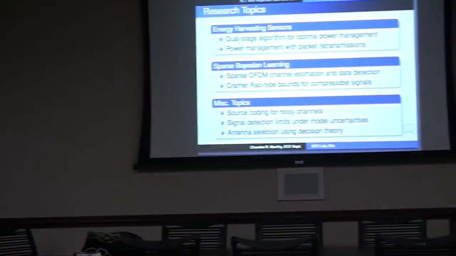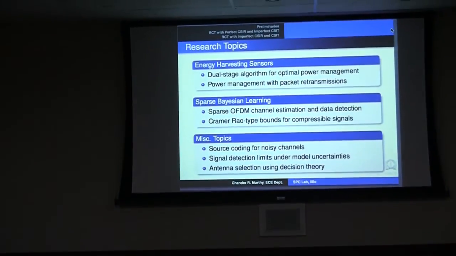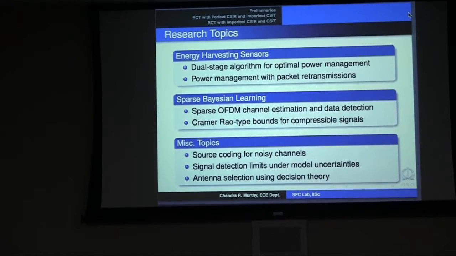That led to also the question of, are we doing as well as we could possibly be doing? And so for that, we derived a set of Cramer-Rao type bounds for compressible signals. Compressible signals, there is a mathematical definition for compressible signals. But for such types of signals, we've come up with Cramer-Rao type bounds on signal recovery.